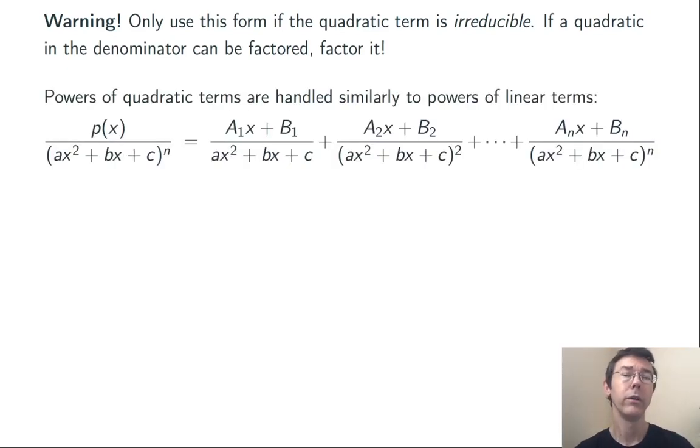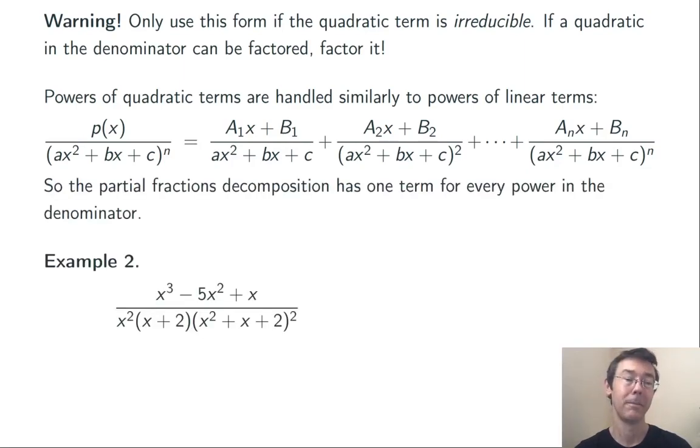What about if you have powers of irreducible quadratics? Well, the procedure is very similar to when we had powers of linear terms. You get one term for every exponent of that irreducible quadratic, and you basically just count up the powers. So if the denominator is ax squared plus bx plus c all to the n, you get n terms whose denominators are ax squared plus bx plus c, ax squared plus bx plus c squared, and so on all the way up to ax squared plus bx plus c to the nth power.